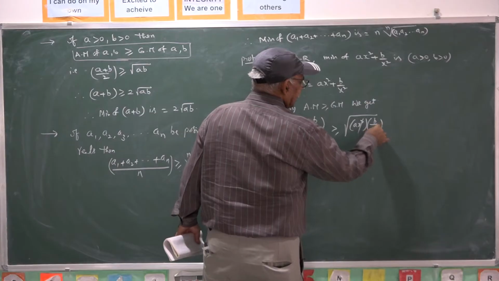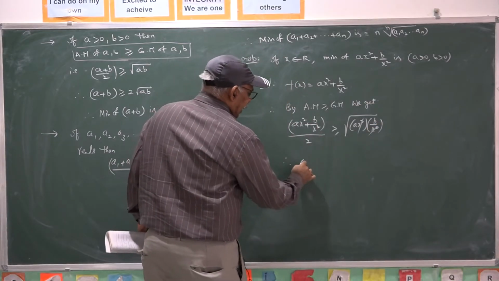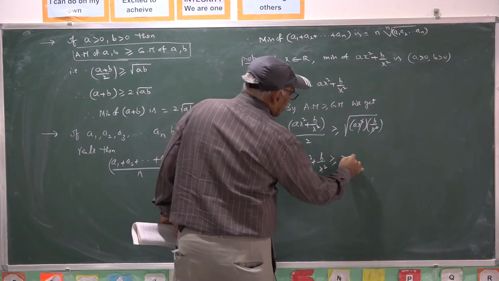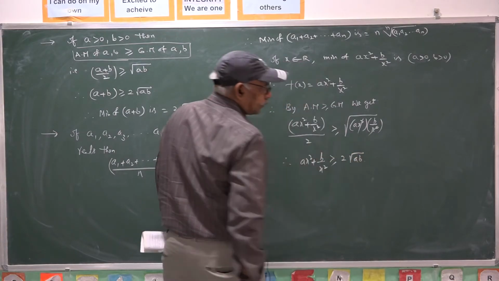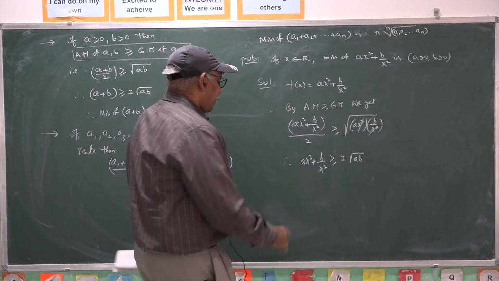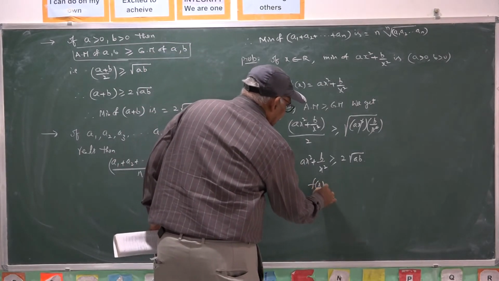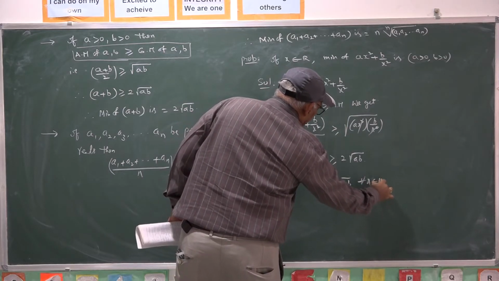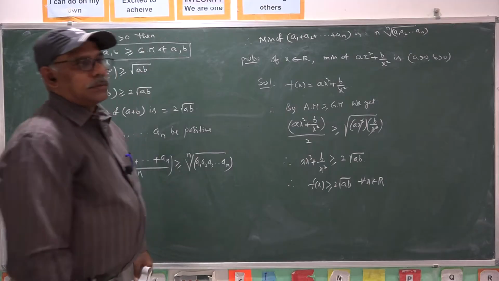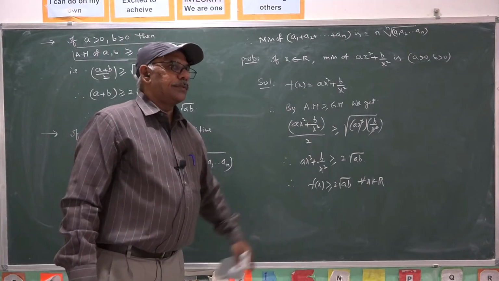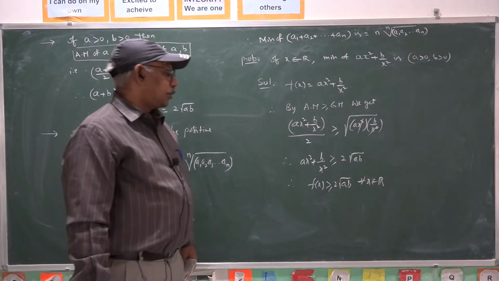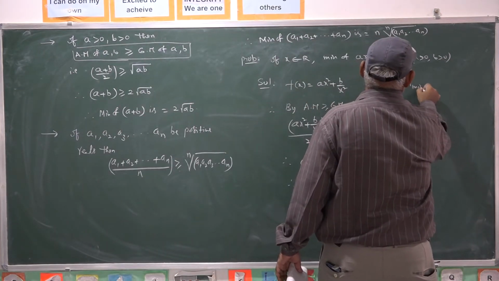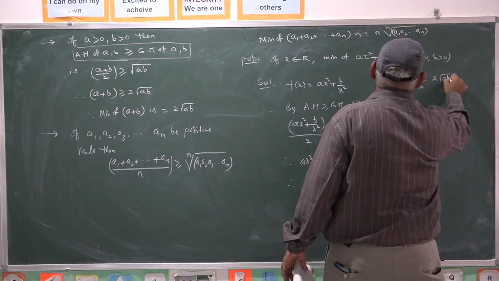Now this x square I cancel. Hence a x square plus b by x square is greater than or equal to twice root ab. Therefore, f(x) is greater than or equal to 2 root ab for all x that belongs to R. All the functional values are greater than or equal to 2 into root ab. So the minimum of f is clearly 2 root ab.